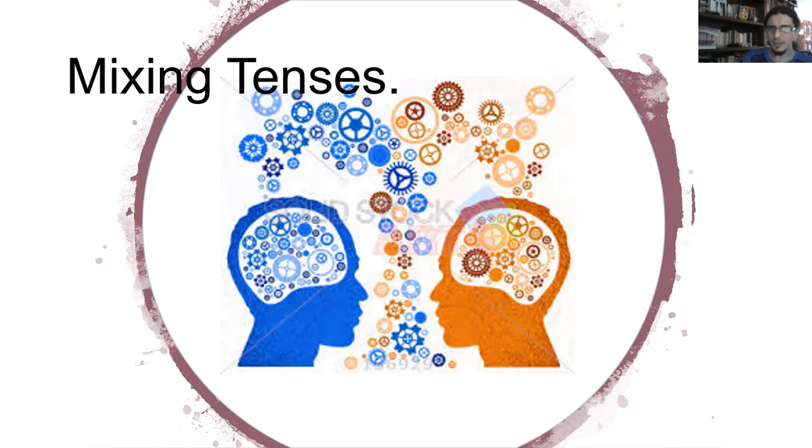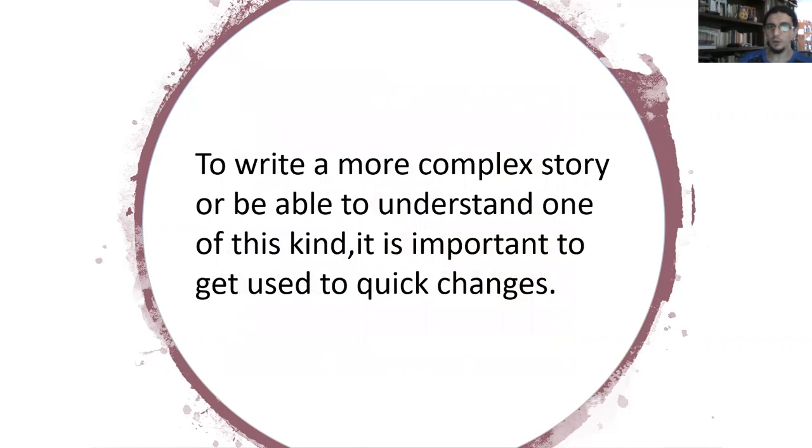So let's start this. Okay, so to write a more complex story or be able to understand one of this kind, it is important to get used to quick changes. So sometimes you are reading a text that is talking about your routine, and suddenly it happens that something is different, or something has changed. Or maybe they are talking about the story, and they say that something happened before that story. So what happened? Which is the chronological order? So you must be aware and get used to quick changes while you are listening or while you are reading. And if you want to write and make it interesting, it is important to get used to that.